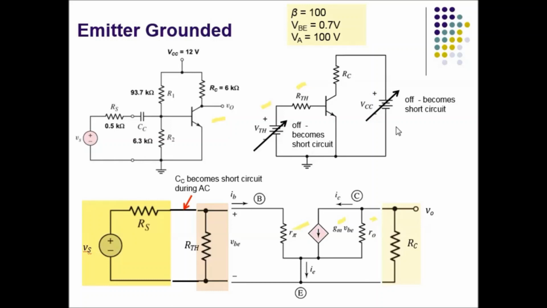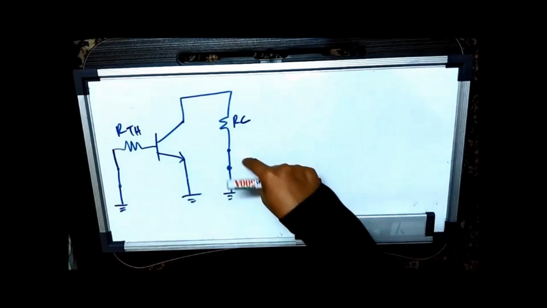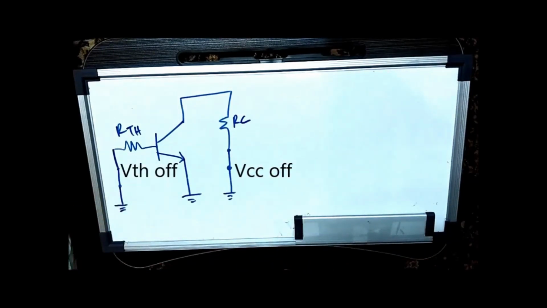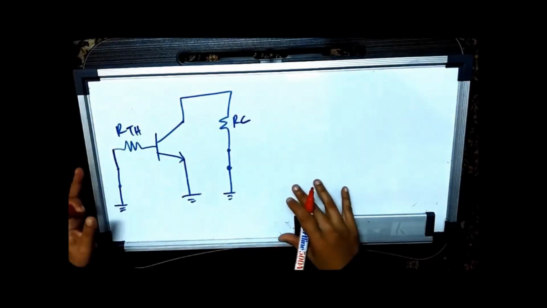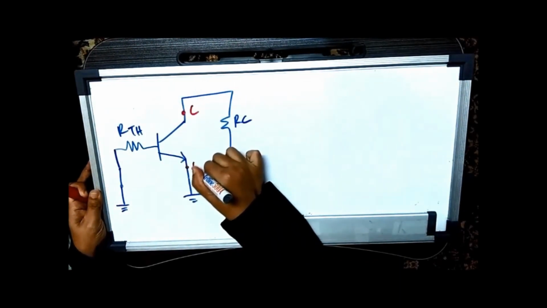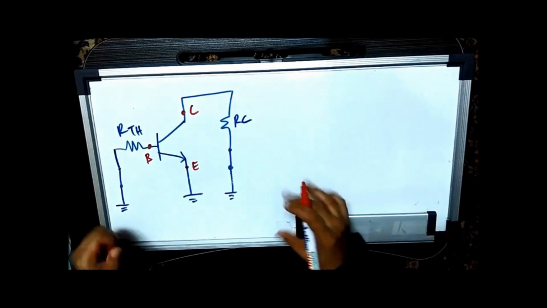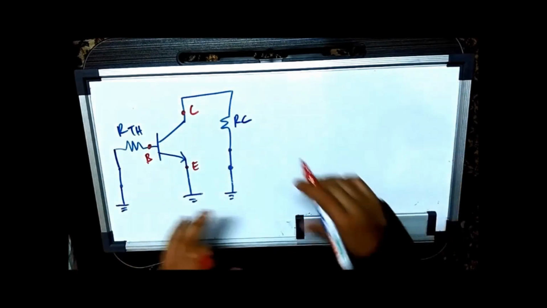So I'm going to show you how to convert this circuit into the AC equivalent using the whiteboard. This is the circuit in your slide where your VCC and VTH are already turned off. Now I am going to label the terminals: collector, emitter, and this is your base. So now I'm going to transform this into the AC equivalent.